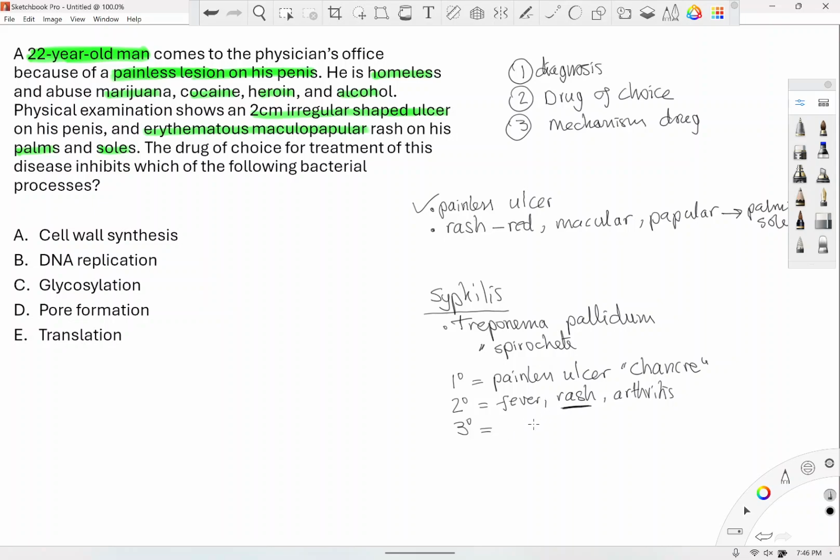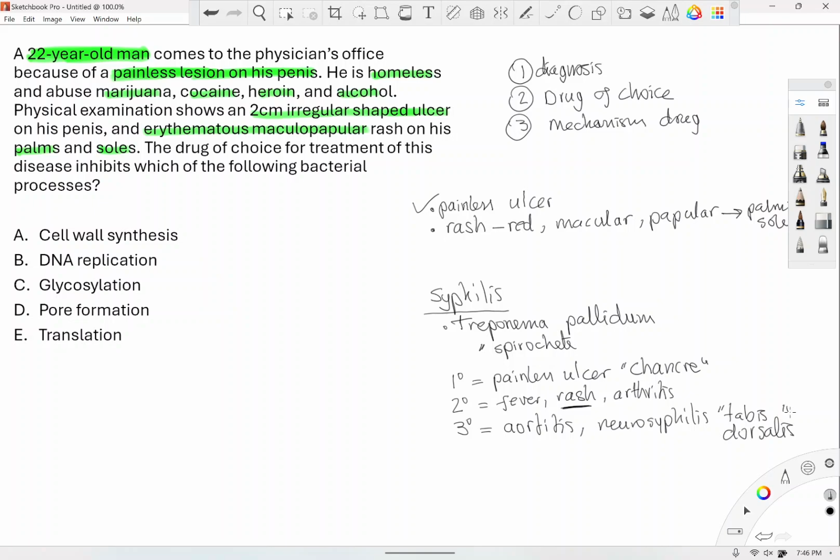Then years later, tertiary syphilis occurs. Tertiary syphilis can cause aortitis, inflammation of the aorta. It leads to thoracic aortic aneurysm. So that's the aortitis it causes. And the other thing is known as neurosyphilis, right? Neurosyphilis is the same thing as tabes dorsalis.